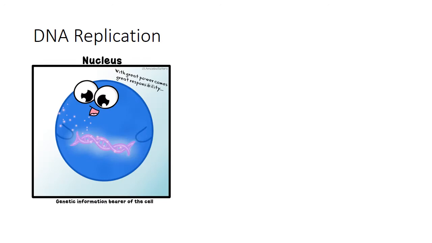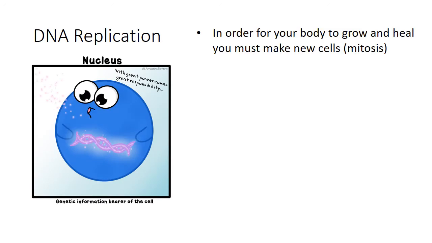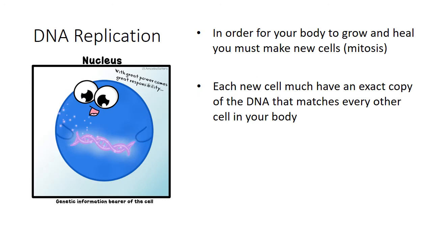Have you ever wondered why when you cut yourself, your skin heals back and it looks exactly the same as before you cut yourself? Well, in order for your body to heal, you have to make new cells. But those cells need the same genetic information that all of your other cells have. Otherwise, they won't be identical. All your new cells have to have an exact copy. Not a sort of kind of copy, but an exact copy.